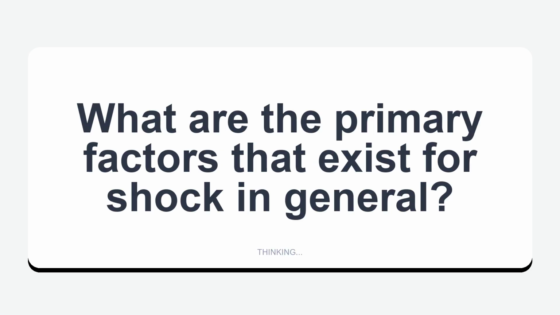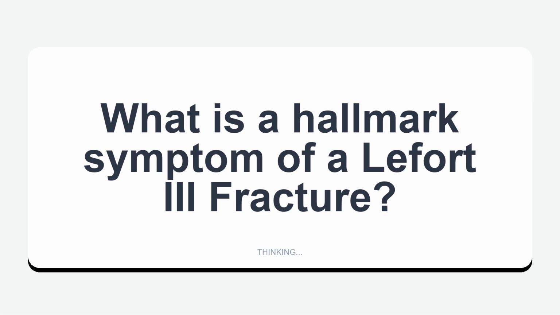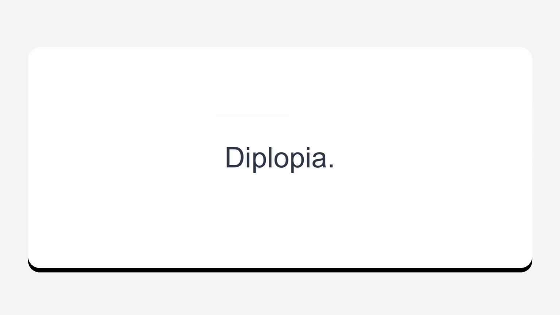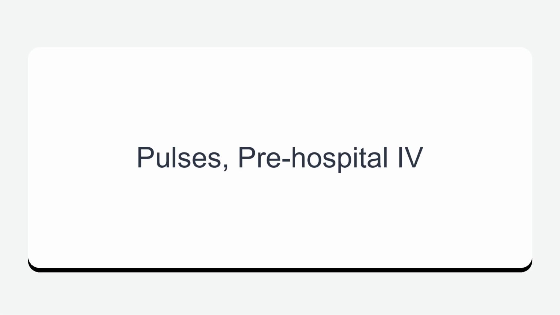What are the primary factors that exist for shock in general? Inadequate tissue perfusion, mismatch between oxygen supply and oxygen demand. What is a hallmark symptom of a Le Fort 3 fracture? Diplopia. P in PEPSI: pulses, pre-hospital 4.